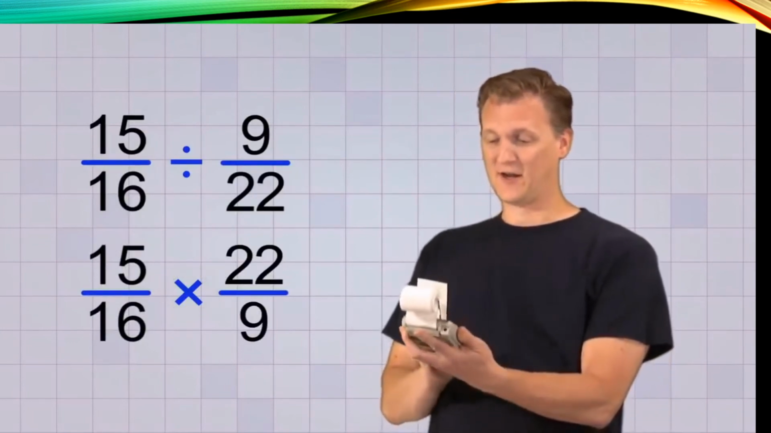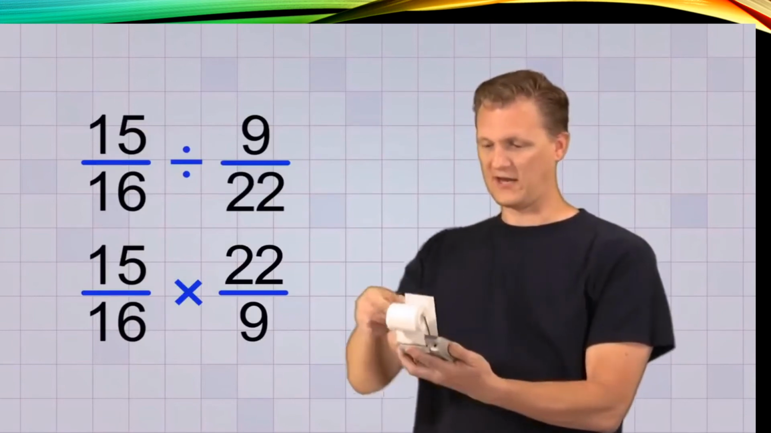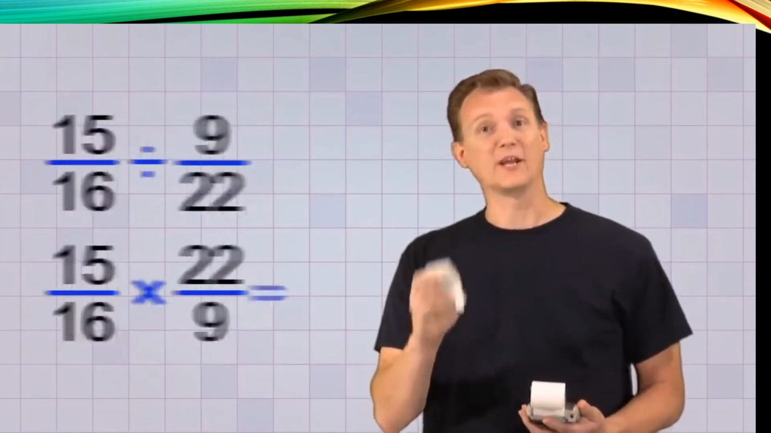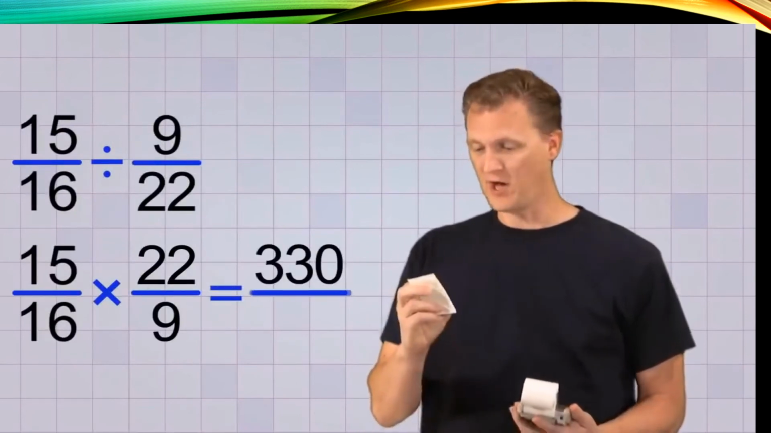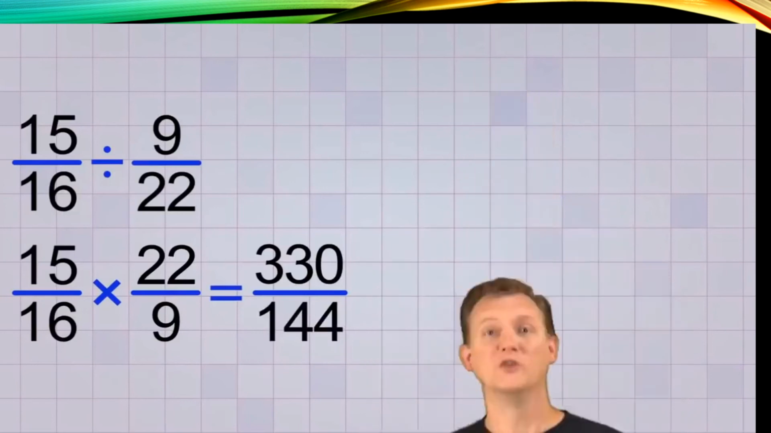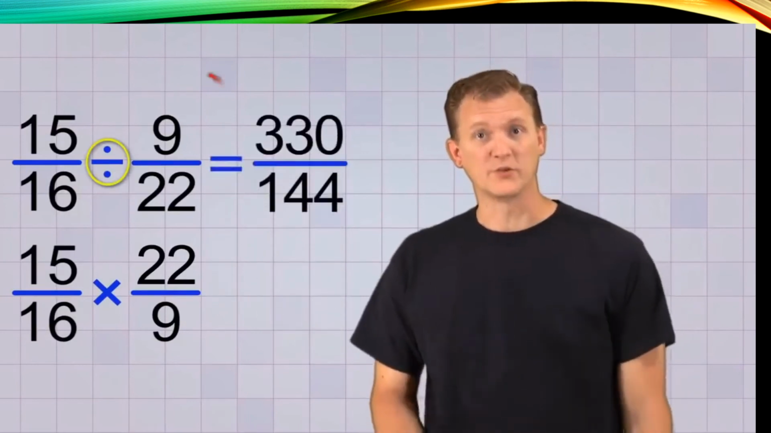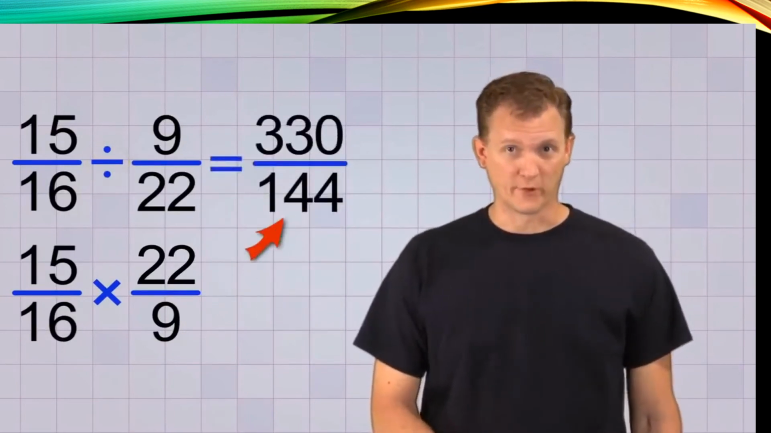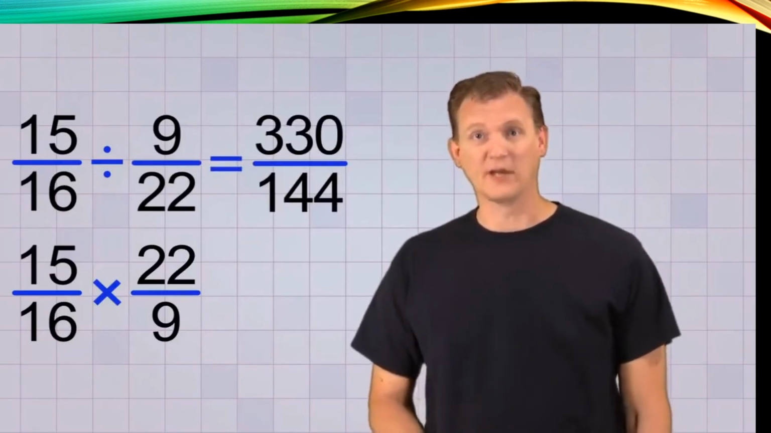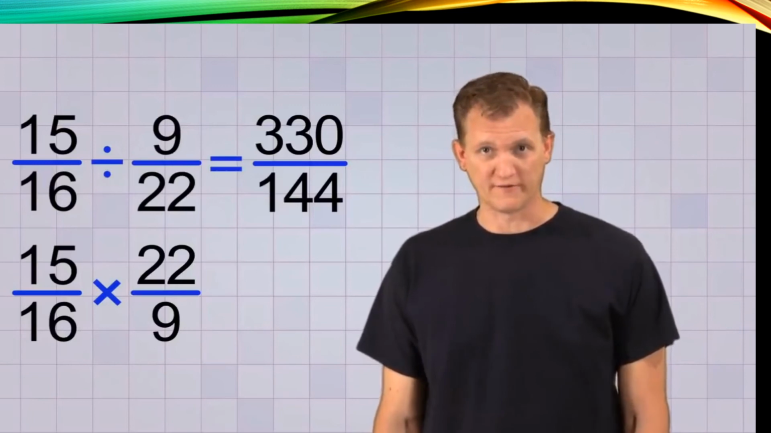Let's see here. So we have, all right. On the top, we have 15 times 22 equals 330. And on the bottom, we have 16 times 9 equals 144. So the answer to our division problem is 330 over 144. Of course, that could be simplified for your final answer on a test, but we cover simplifying fractions in another video. All right. That's how you divide fractions.